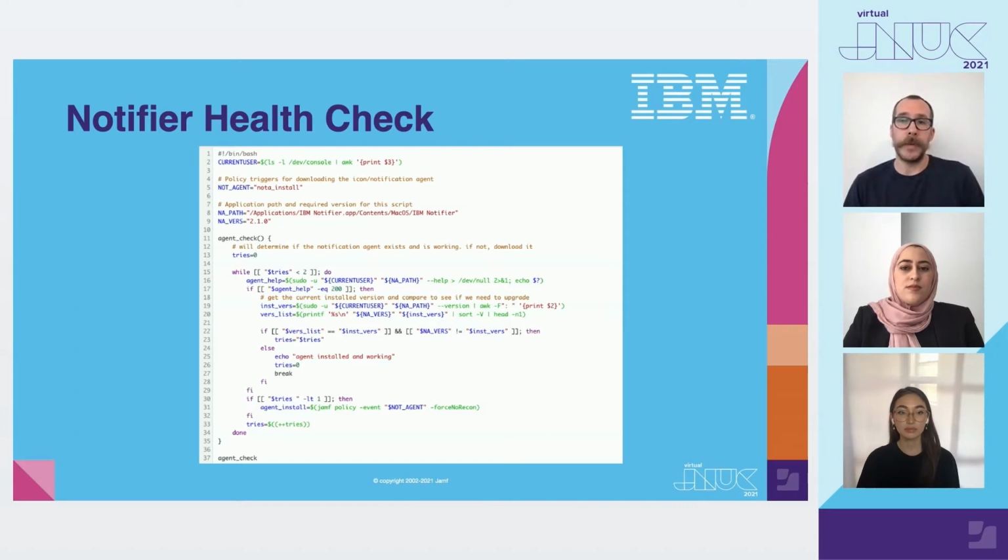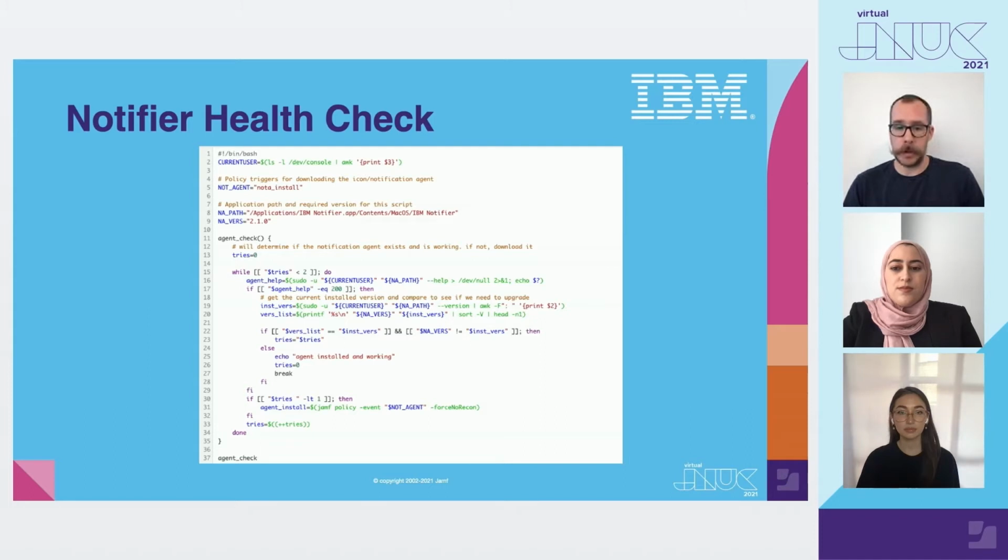The Notifier install policy itself is simple enough. You would create a package payload with the latest IBM Notifier installer and an optional recon payload. Configure it as an ongoing policy with the custom event trigger defined above and scope it to all workstations. Line 8 details the file path of IBM Notifier, and line 9 is a variable for the minimum version this function will compare against the local app bundle.